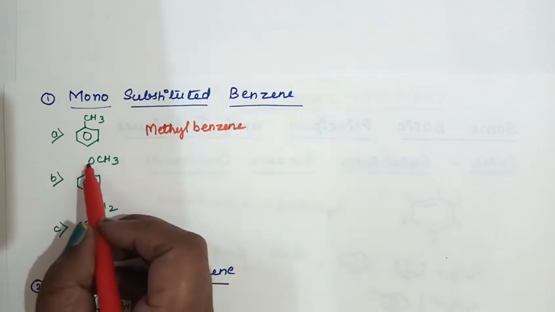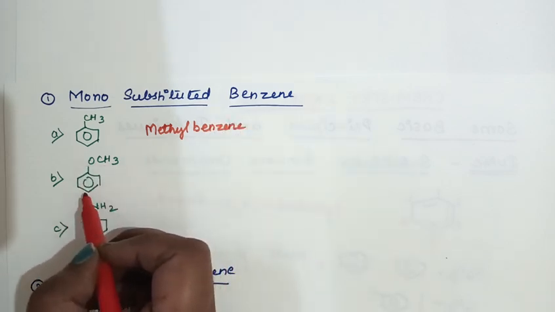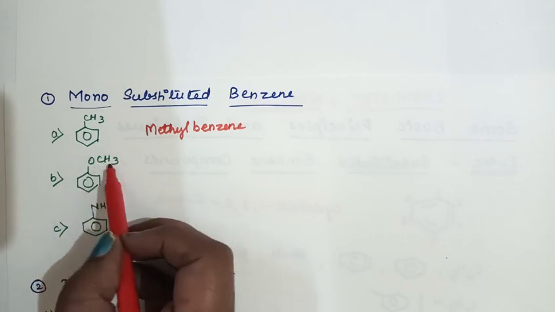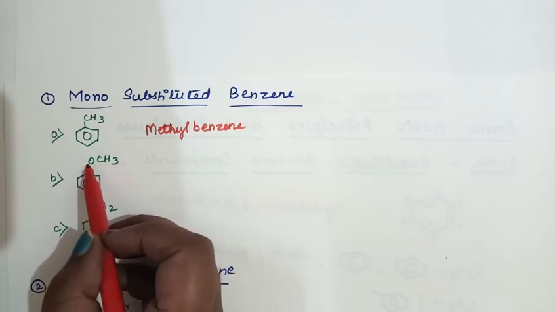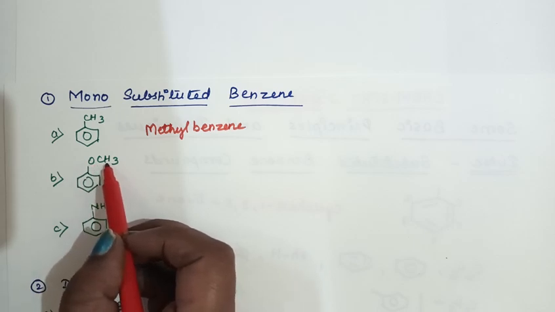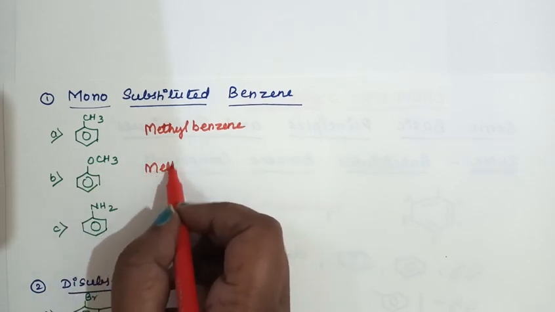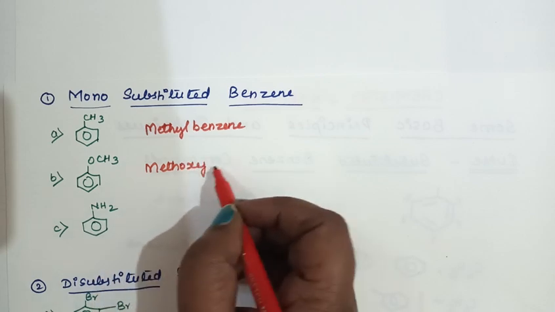And here OCH3 is attached to benzene. So this is called as methoxy group. So CH3 is methyl. So this is oxygen. So it becomes methoxy. Methoxybenzene.